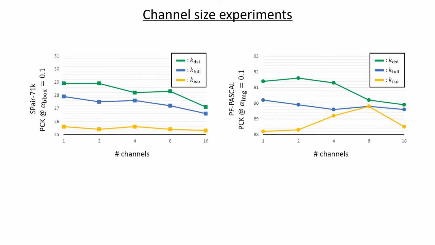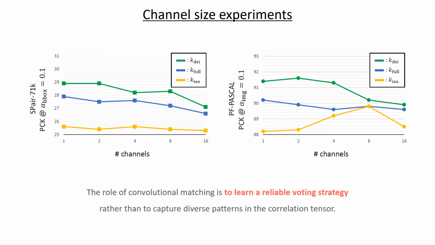We also train our model with different channel sizes. Increasing the channel size typically harms the quality of the predictions. The results imply that the high-dimensional convolution on the correlation tensor may play a different role from the 2D convolution on image features. The role of the convolutional matching is to learn a reliable voting strategy, rather than to capture diverse patterns in the correlation tensor.